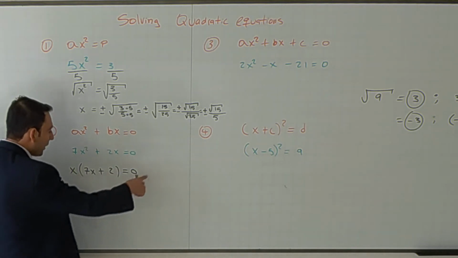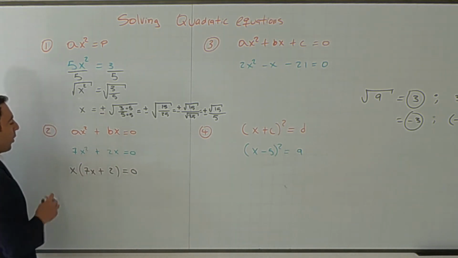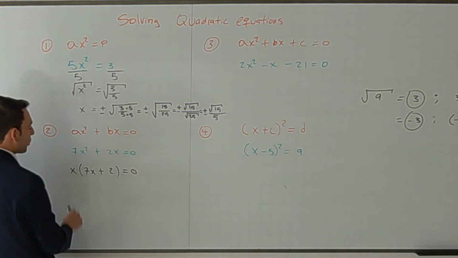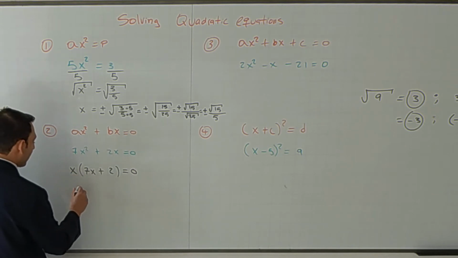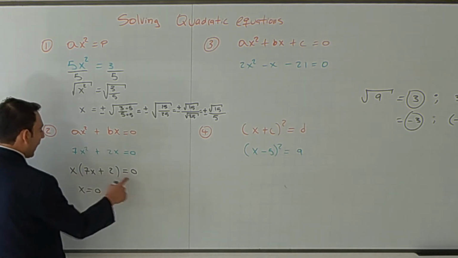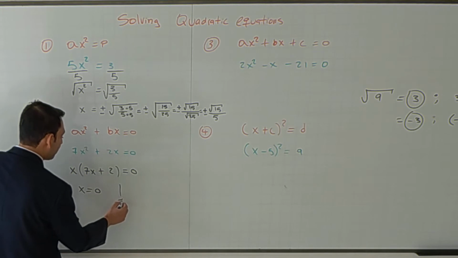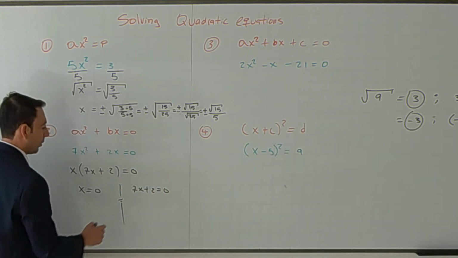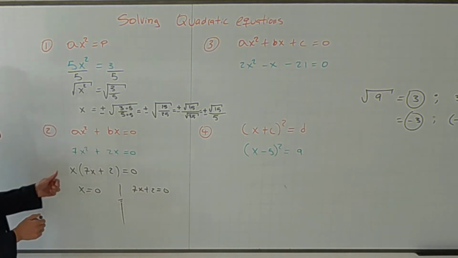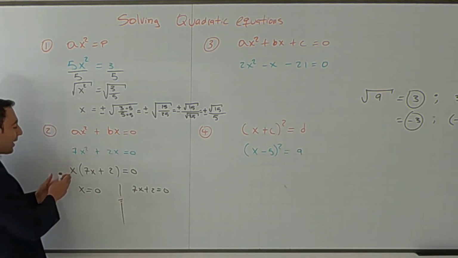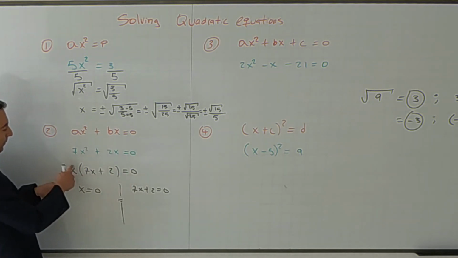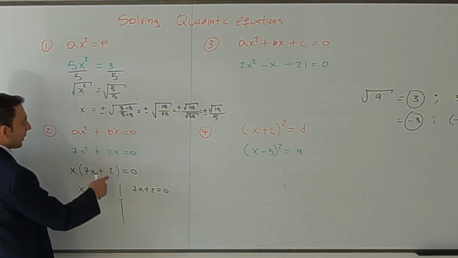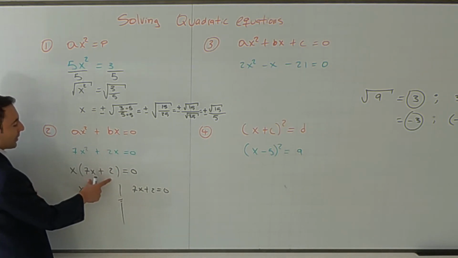Now, when we are in this step, we have to analyze two cases, when each factor is equal to 0. The first factor is x, and x is equal to 0, and the second factor is 7x plus 2 equals to 0. Okay, then one more time: apply greatest common factor and then make each factor equal to 0. The first factor is x equals 0. We have the first answer here. And the second one is what is inside of the bracket equal to 0.